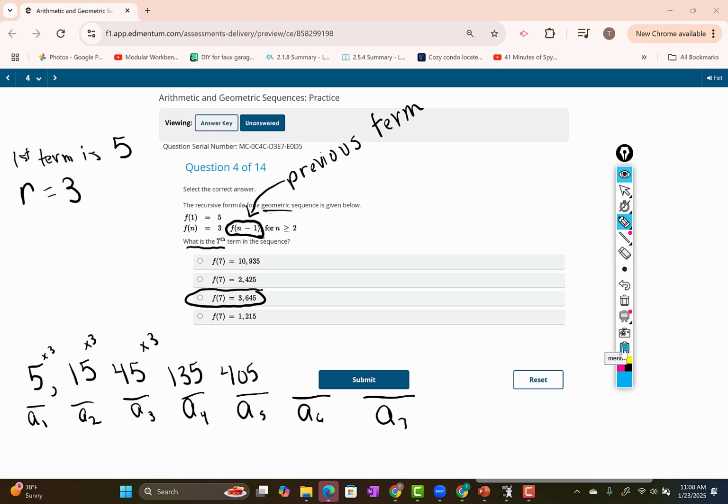Just for comparison's sake, if you prefer the formula, let's go ahead and use the formula. We want to find the 7th term. So the formula is the first term multiplied by the common ratio raised to the n minus 1 power. Well, the first term we already said is 5. The common ratio is 3. N is 7. So we could just rewrite that as 5 times 3 raised to the 6th power.